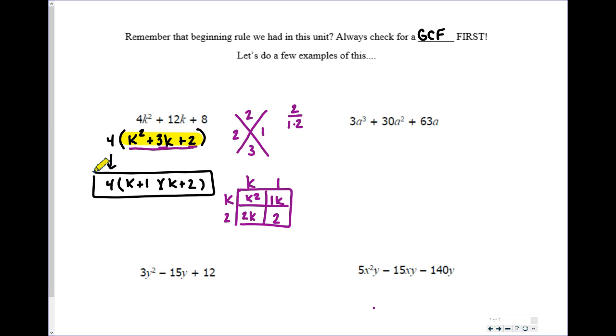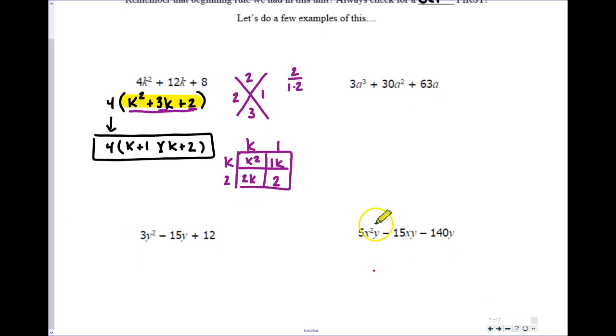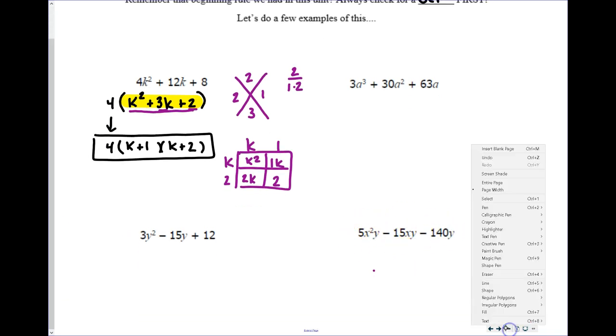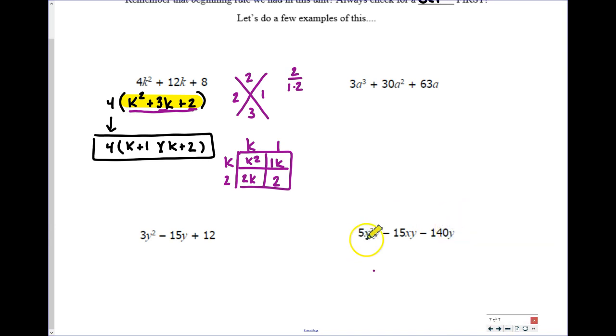Alright, I'm going to go ahead and show you this bottom right one, because it's got some funky stuff going on. So here, I'm looking for a GCF first. I notice that within my numbers, I have a 5. Okay, but I also notice within my letters, I have a y, so I also need to take out that y. Okay, when I do that, I'm going to be left with x squared here, 3x here, and a negative 28 here.